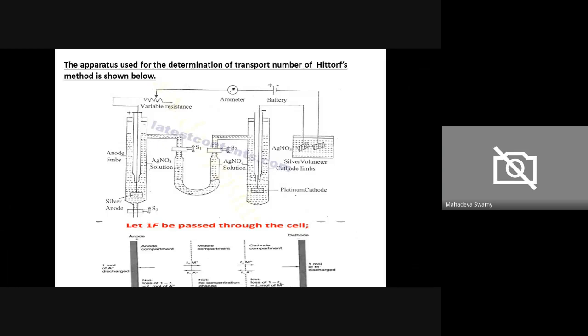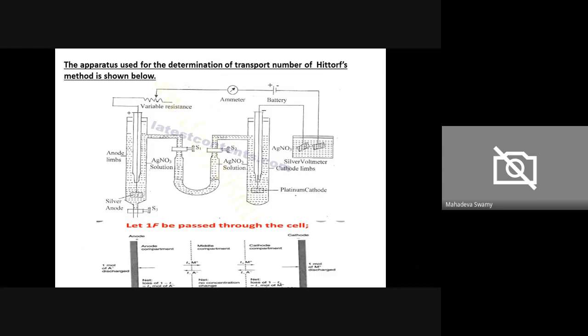Here there are 3 compartments, which I already discussed in the theory: the anode compartment, the cathode compartment, and then the middle compartment. Then you connect it externally in series to a silver voltmeter. Next, here 3 knobs are there. Knobs means stopcocks, S1, S2 and then S3.